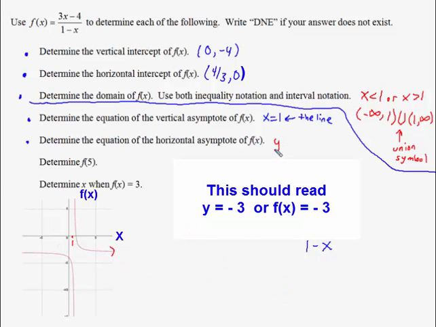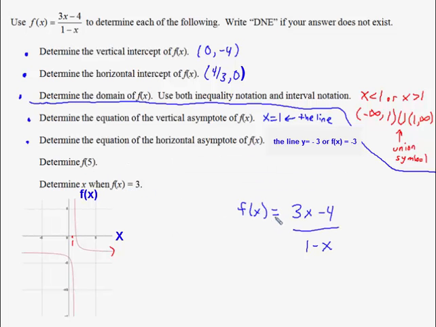So we got y equals negative 3 as the equation for the line that the function approaches as it goes to the right and to the left forever. So remember, this is the equation for the line y equals negative 3. It's a horizontal line. The last two parts are more just arithmetic.